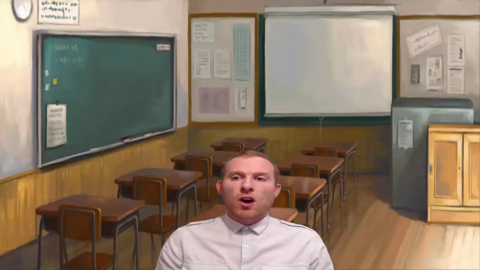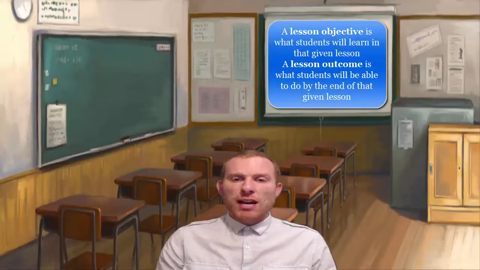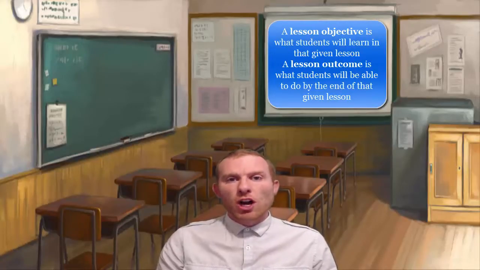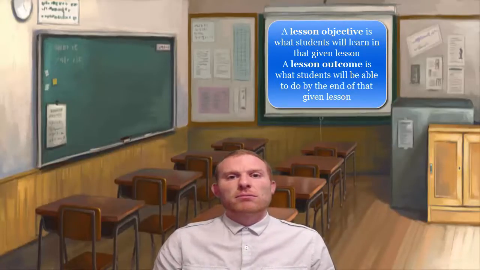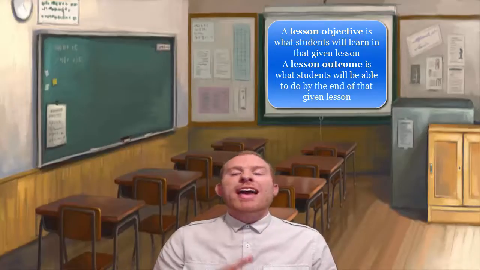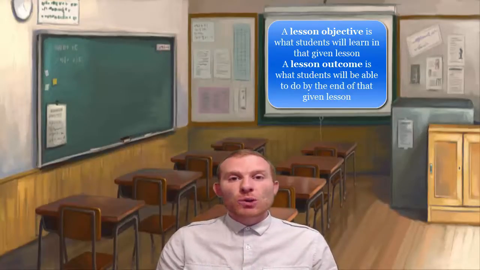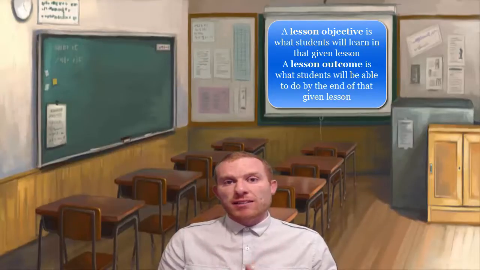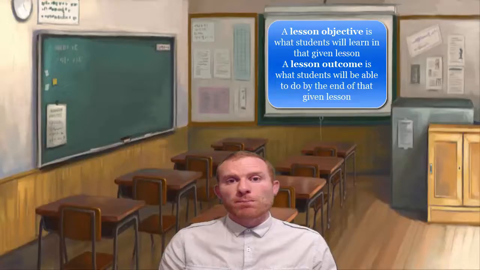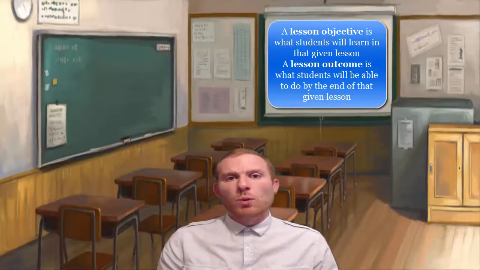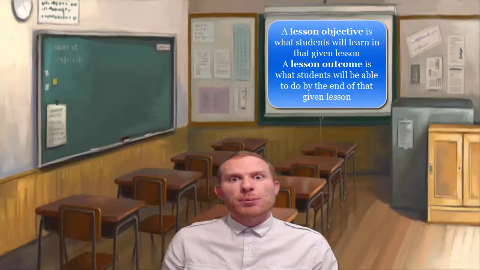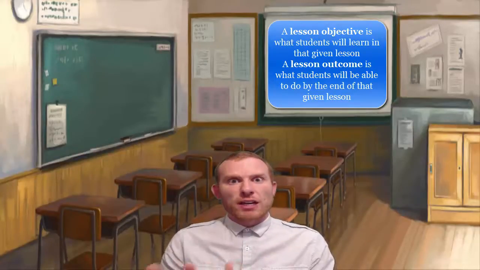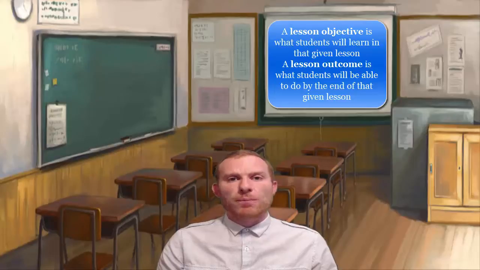So what are lesson objectives and lesson outcomes? A lesson objective is what students will learn in that given lesson. A lesson outcome is what students will be able to do by the end of that lesson. There is obviously a distinct difference between the two. A lesson outcome will more likely be written in the future tense. So "you will be able to do this" would be a lesson outcome.